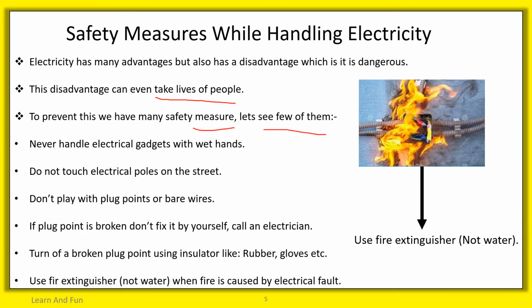Never handle electrical gadgets with wet hands. Next, do not touch electrical poles on the street. We should avoid touching them, and if we touch one by mistake, we should not touch it with wet hands. It's the same point as the first one. Don't play with plug points or bare wires.